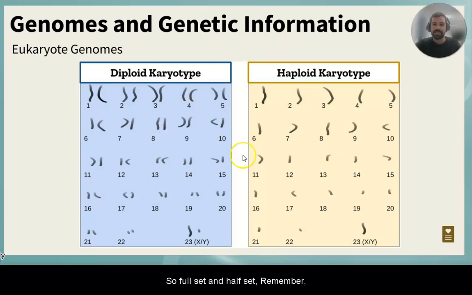So full set and half set. Remember, each of these chromosomes is still unduplicated. Something to note.